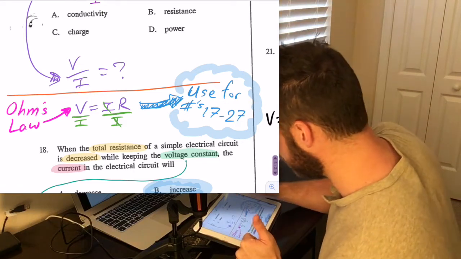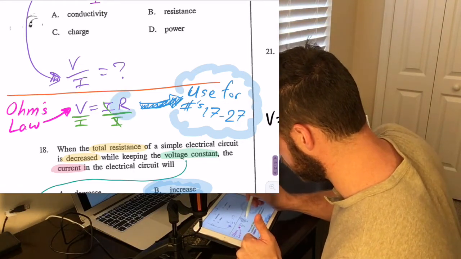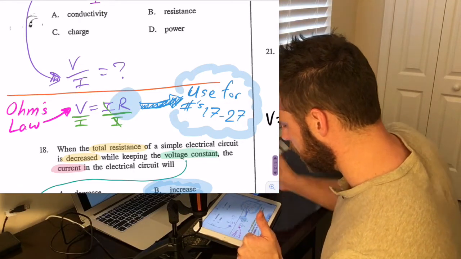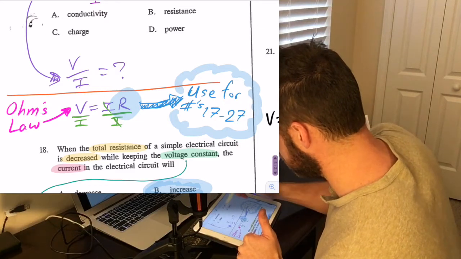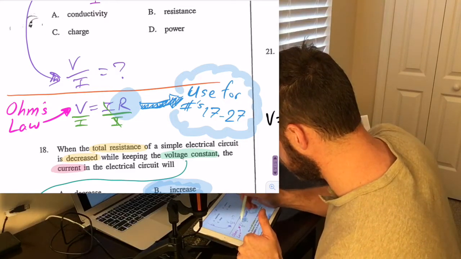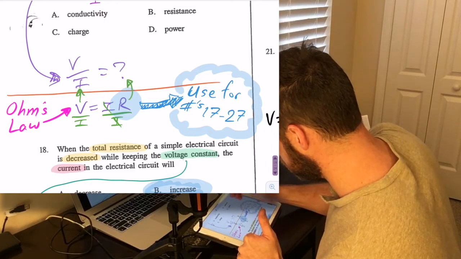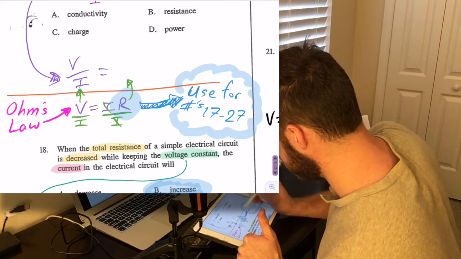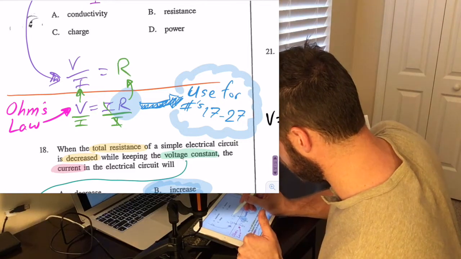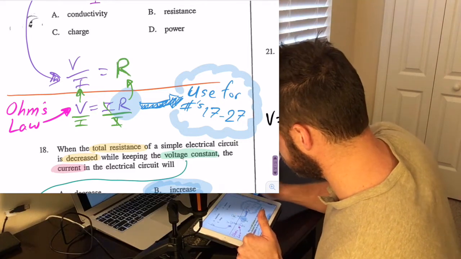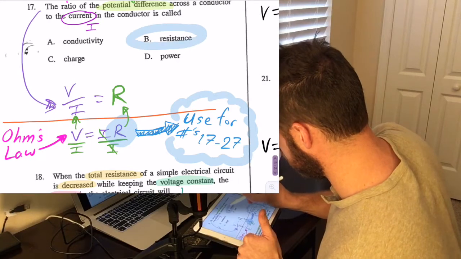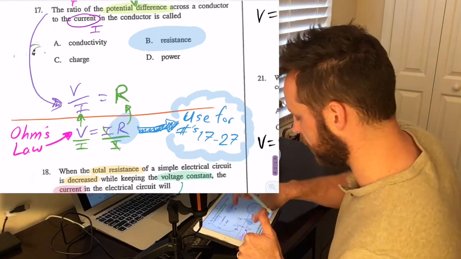And what am I left with on the right side of the equation? I'm left with R, and so what I see here is actually that V over I is equal to, it's no longer a question, it's equal to R. And what is R? R is resistance. So then I can come back up here and I can circle B as my answer.